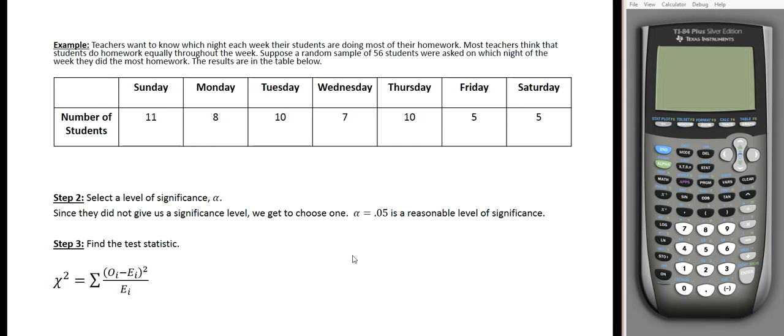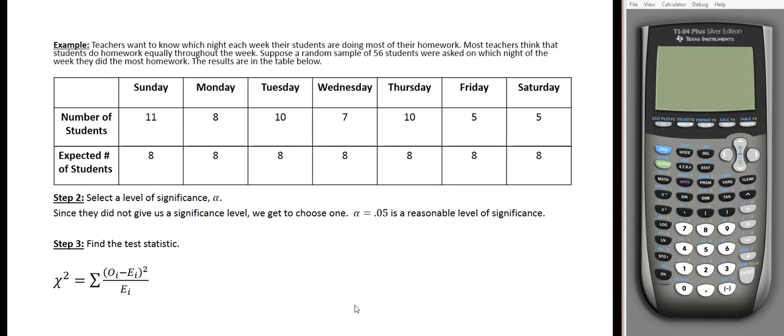So let me go ahead and put that formula up here again. So remember that the test statistic is the observed values minus the expected values. We're going to square that, divide by the expected values, and then the last thing we're going to do is add it up. So we have the observed values. These up here, this 11, 8, 10, 7, 10, 5, and 5, those are all of our observed values. So we need the expected values.